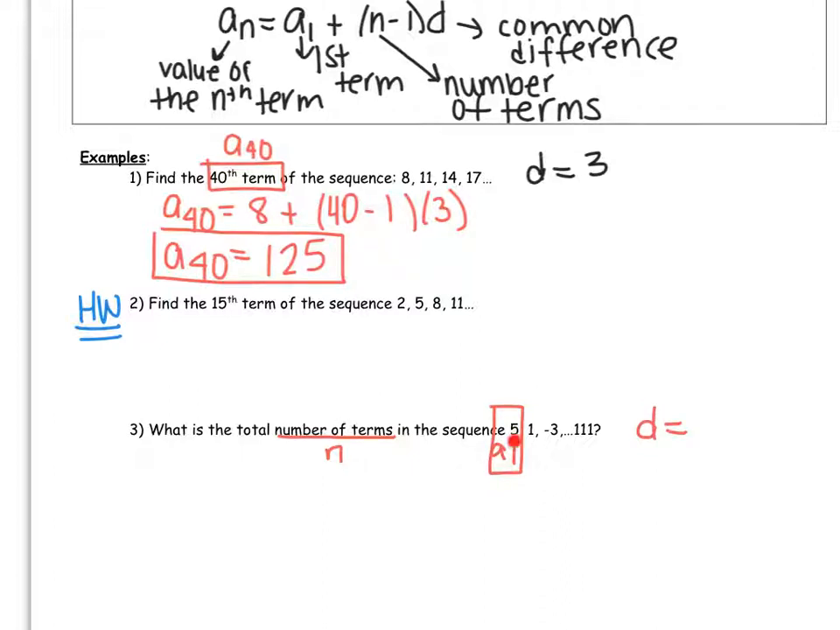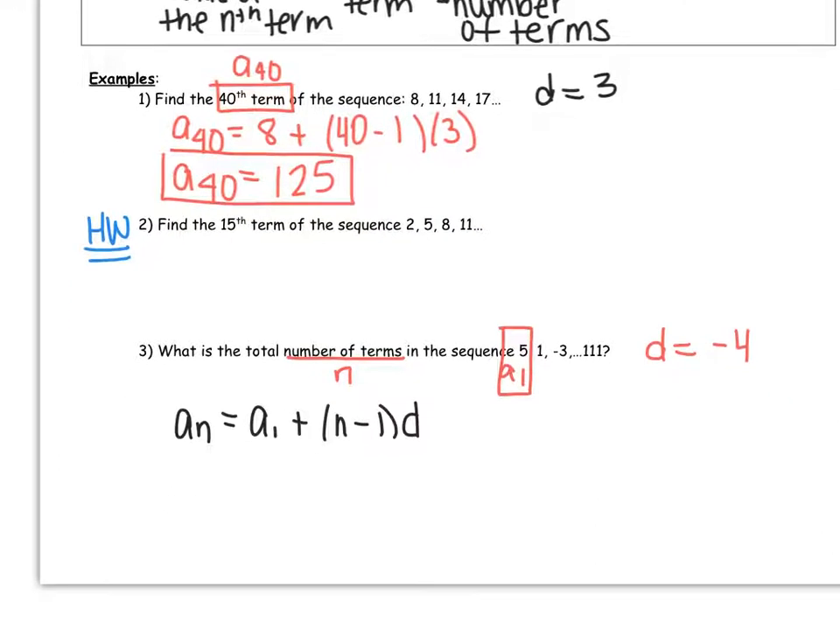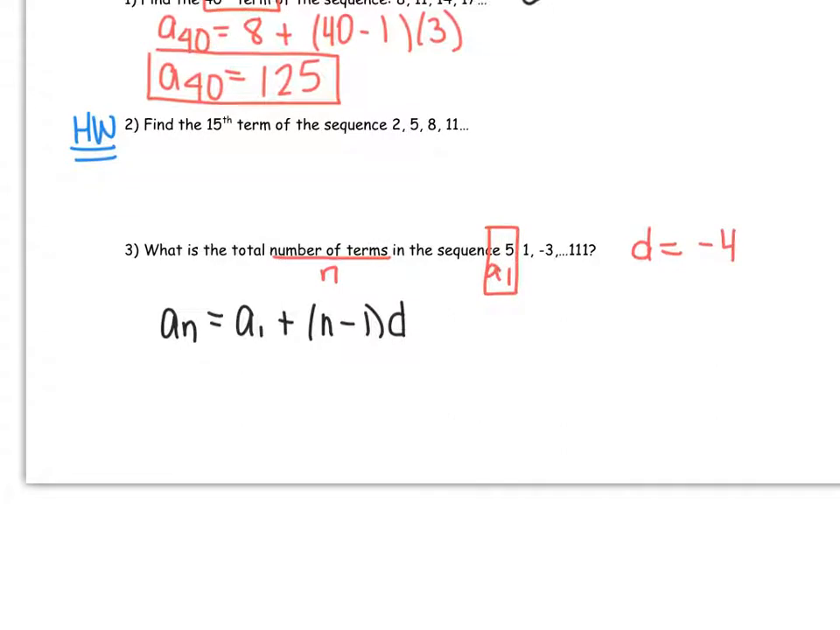So how do I go from 5 to 1 to -3? It looks like from 5 to 1 I'm going to subtract 4. 1 minus 4 is -3. So my common difference, D, is -4. So let's write down the formula. A sub n equals a sub 1 plus n minus 1 times D, and let's plug in what we know so far. We know our common difference is -4.